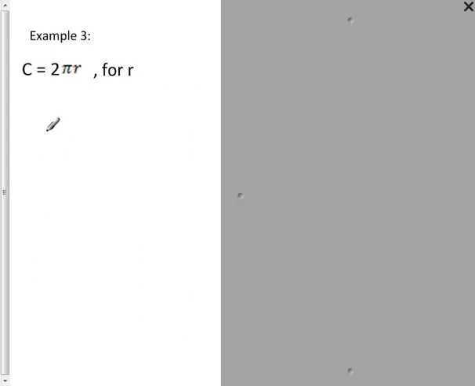Alright, so this is another common formula, for circumference. Circumference equals 2 pi r. We want to solve it for r. So we need to look at the coefficient. This is all multiplication, so let's go ahead. C equals 2 pi r. I'm going to divide by 2 pi.